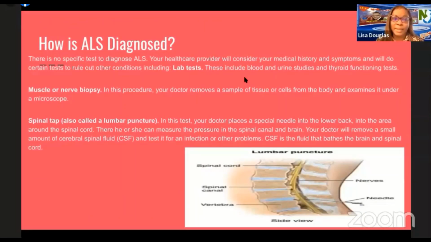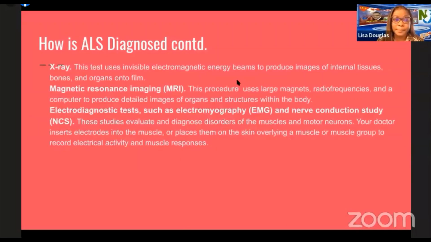How is ALS diagnosed? There's no specific test to diagnose ALS. Your healthcare provider will consider the medical history and symptoms and will do certain tests to rule out other conditions, including lab tests, muscle or nerve biopsy, or a spinal tap, also called a lumbar puncture. X-rays are sometimes done. This test uses invisible electromagnetic energy beams to produce images of internal tissues, bones, and organs onto film. They can also do an MRI or an EMG.